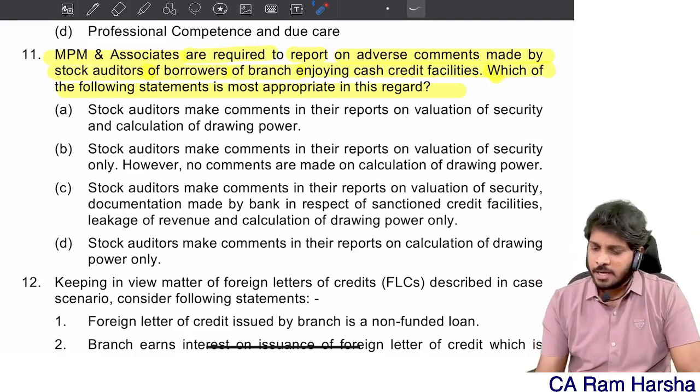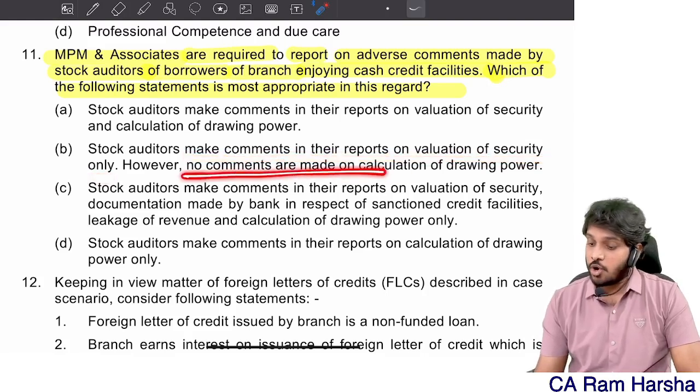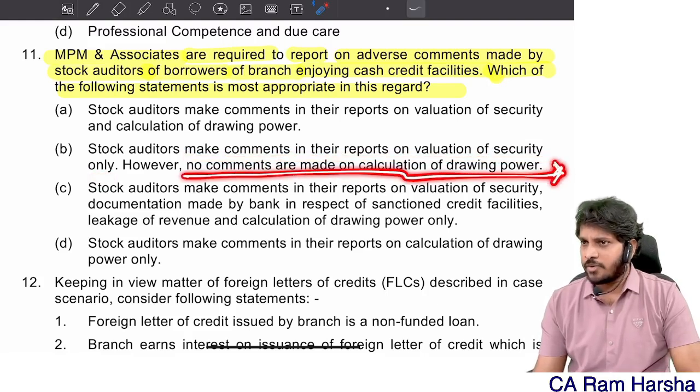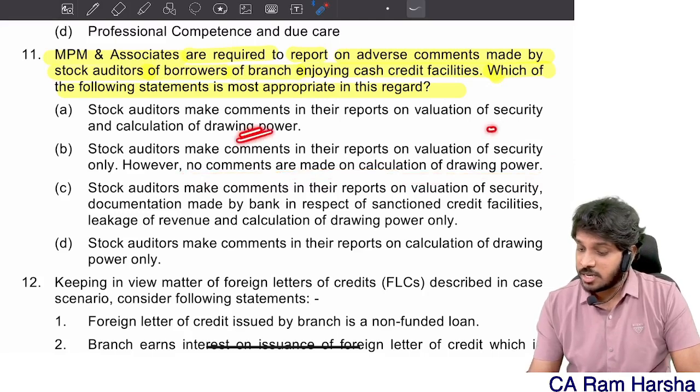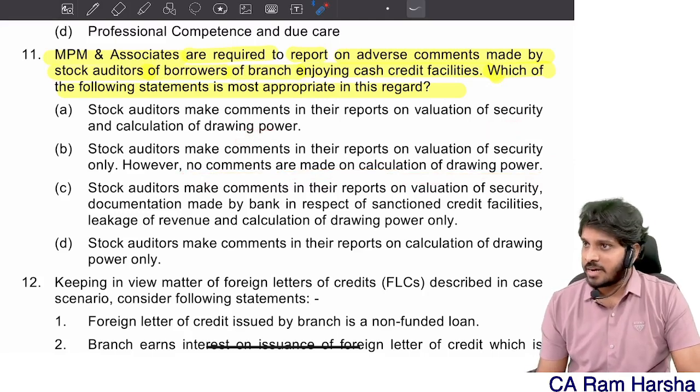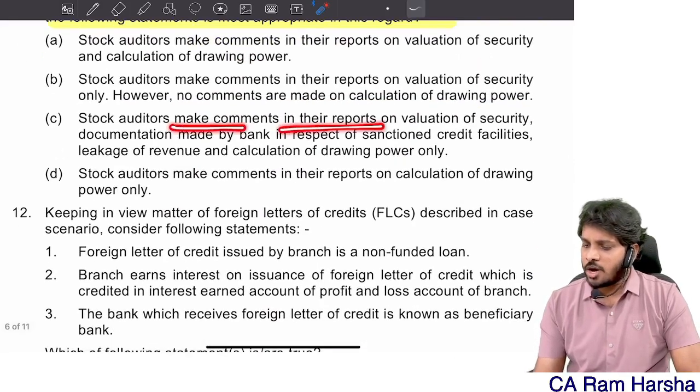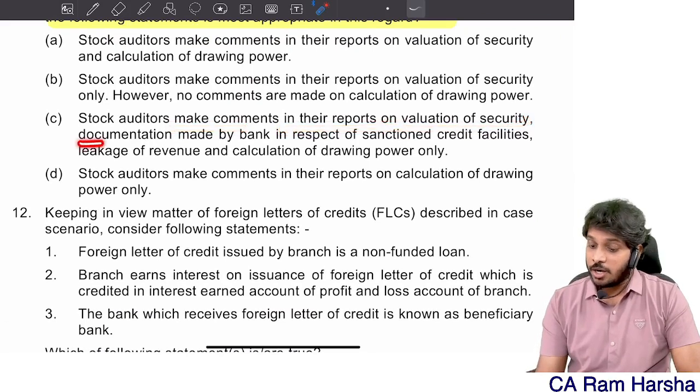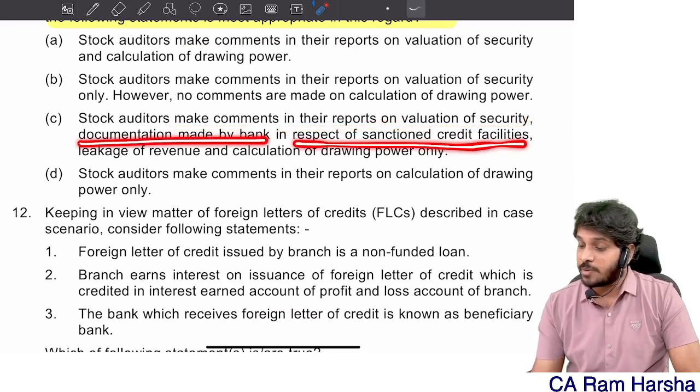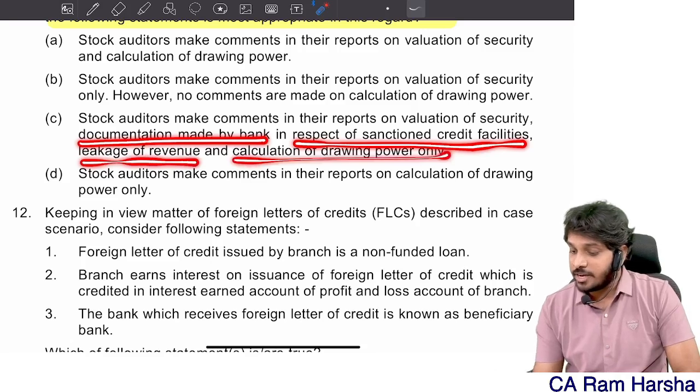Next: stock auditors make comments on valuation of security only. However, no comments are made on calculation of drawing power. No, stock auditors will generally talk about drawing power as well. Next: stock auditors make comments in the report on valuation of security, documentation made by the bank in respect of credit facility, leakage of revenue and calculation.